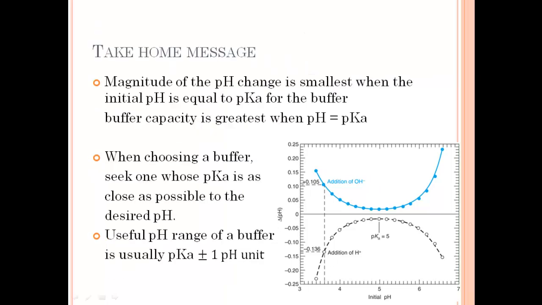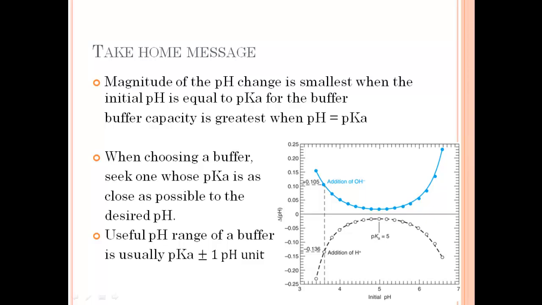So what's the take-home message here? Number one, the magnitude of the pH change is smallest when the initial pH is equal to the pKa for the buffer. Notice something here. Notice the middle of the graph, either on the top half or the bottom half. What's the spot or the area that changes the least? Well, it's around the middle, right? And that's where the pKa is equal to 5. What is the pH of that? It would be around 5. So that's what this is saying.